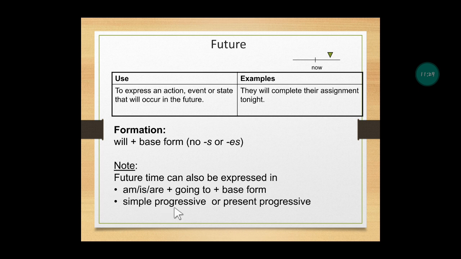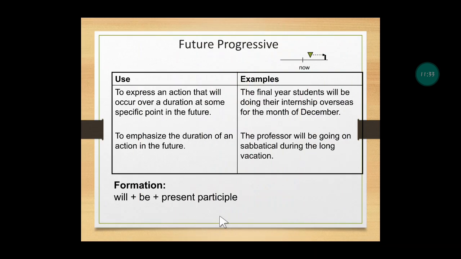Future progressive tense. To express an action that will occur over a duration at some specific point. So the action is going to happen in a certain duration of time. The final year students will be doing their internship overseas. Something that is going to happen in a specific duration, that is during the month of December.